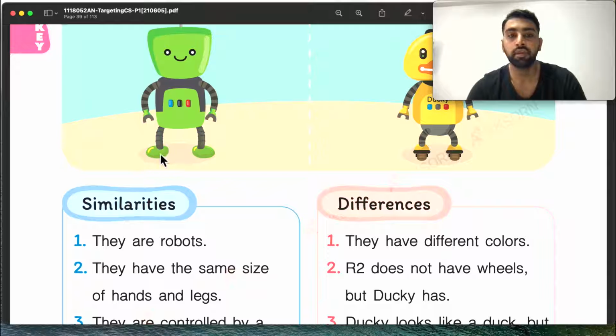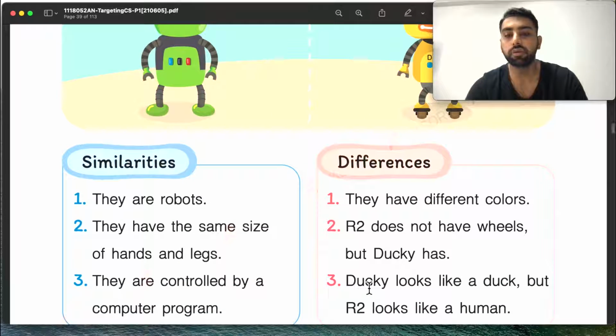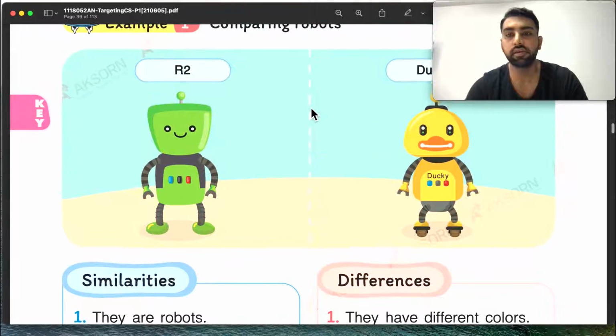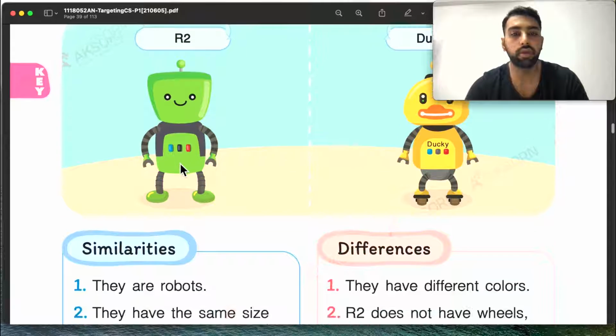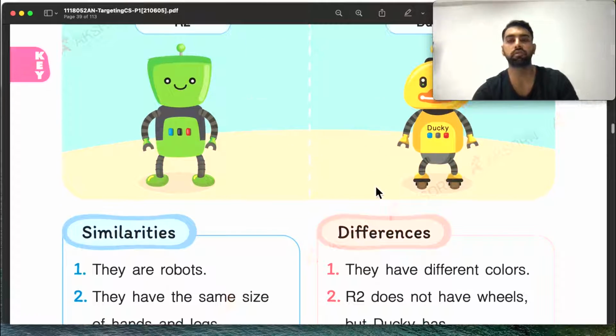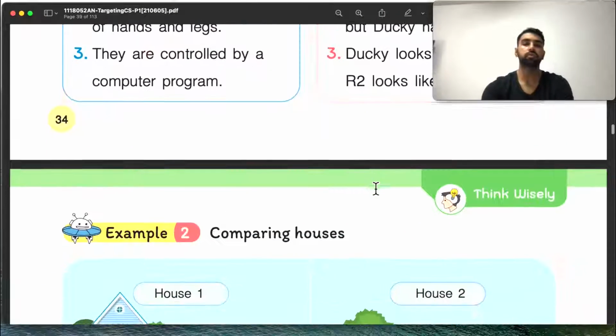Okay, it has no wheels, it has wheels. You can see it's not the same. All right, number 3, Ducky looks like a duck, but R2 looks like a human. Ducky looks like a duck, quack quack, and the R2 robot looks like a man or human. All right, so it's not the same. I hope you understood.